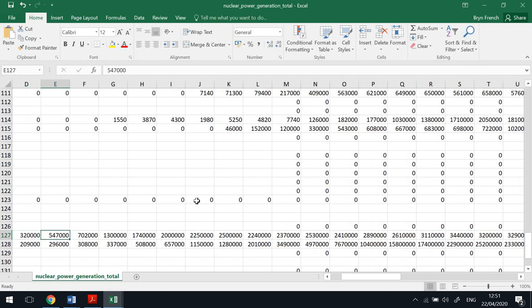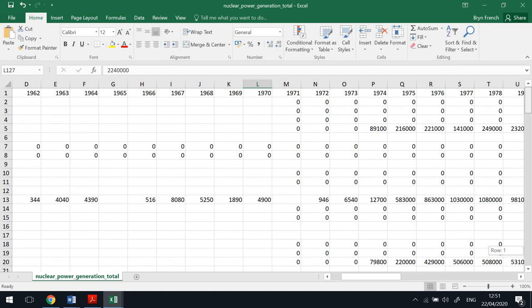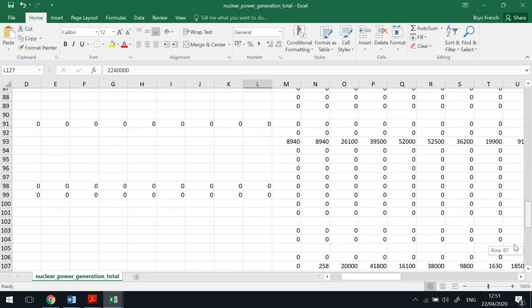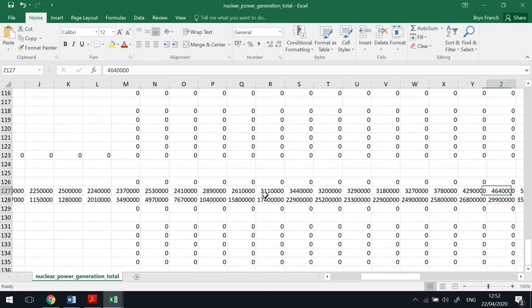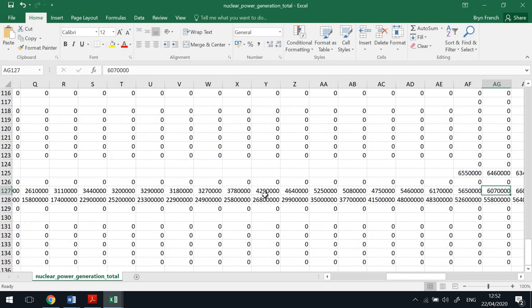So up until here, United Kingdom numbers were bigger, and then around about here, so column L, column M, which is the years 69, 70, 71, there's been a changeover, and now United States are making more nuclear energy. This carries on, this carries on.